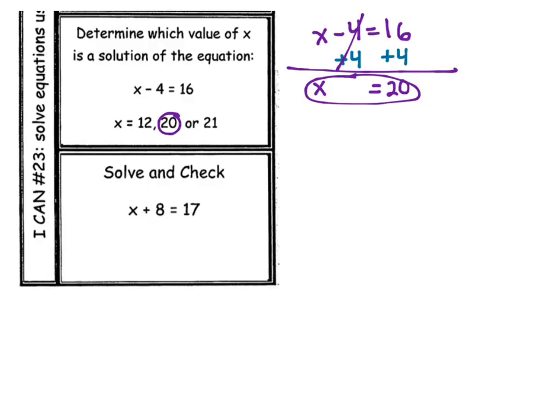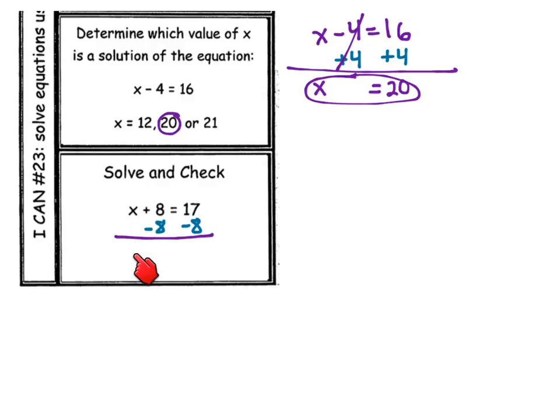All right, so what is the inverse of adding 8? Subtracting 8. So I'm going to subtract 8 on the left side. And to keep my equation balanced, I have to subtract 8 on the right side. Draw my line. Now it's a matter of combining like terms.